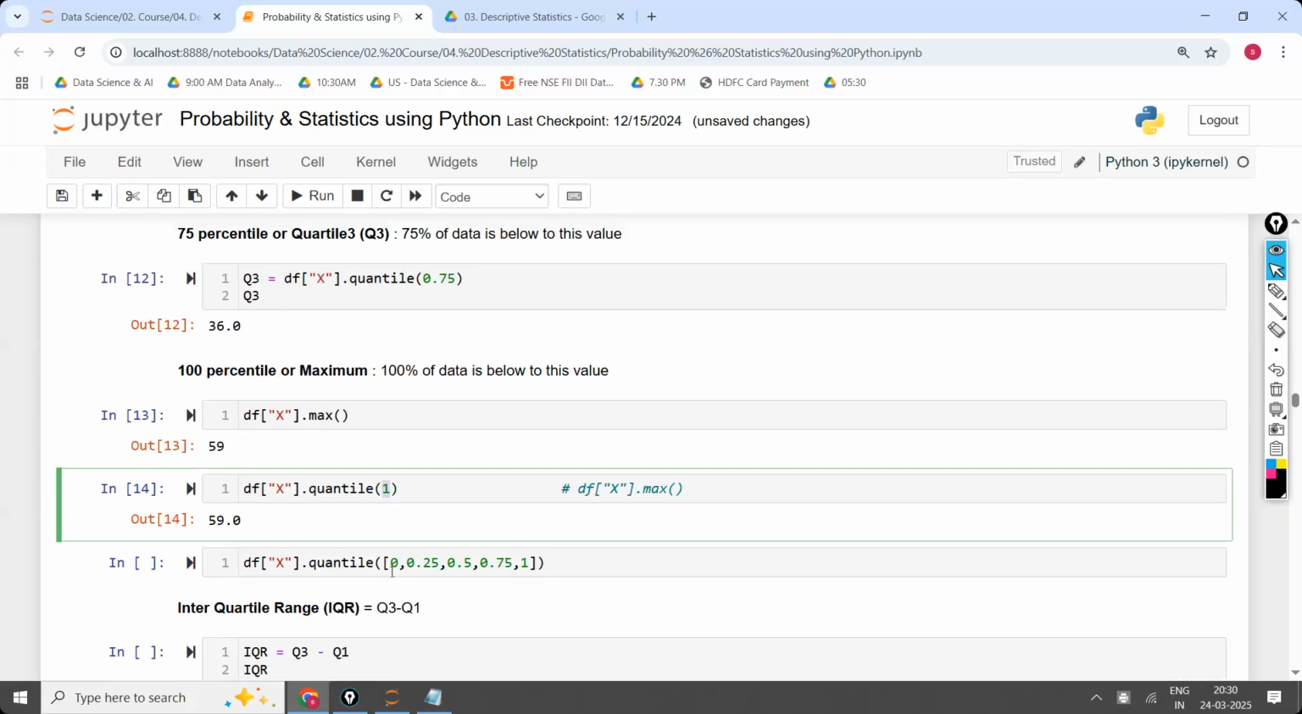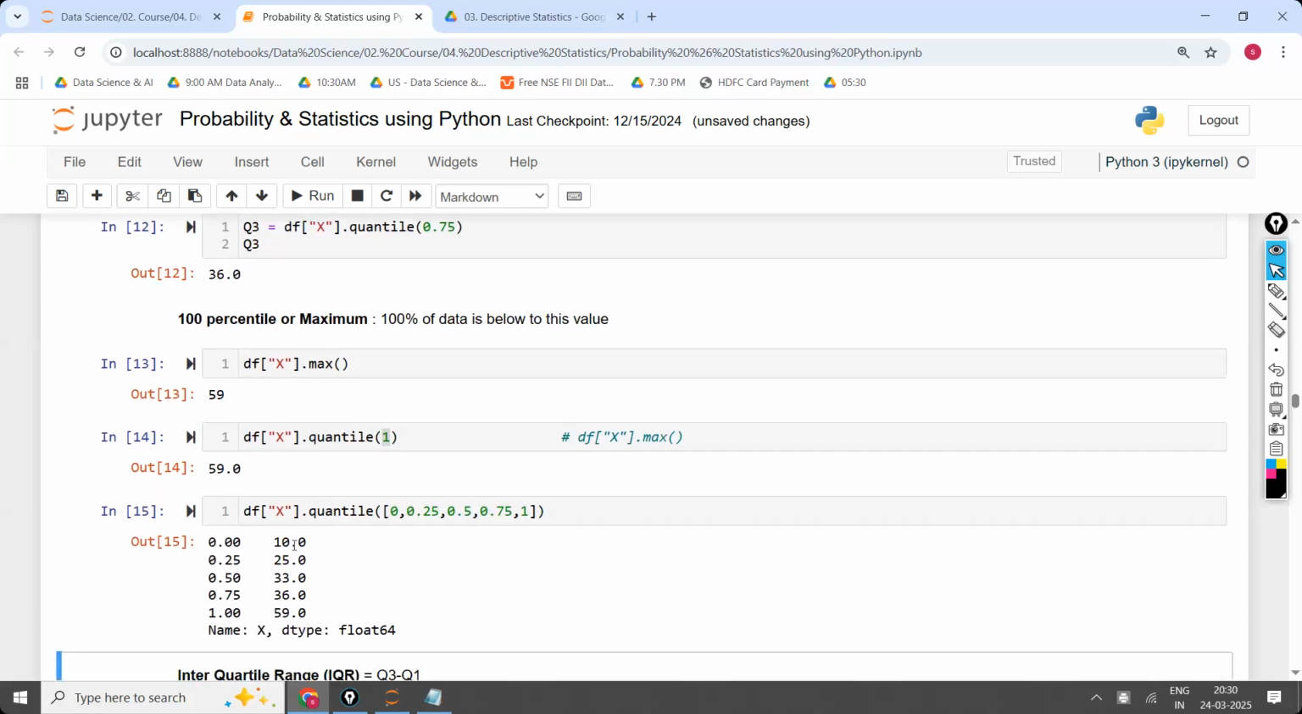Okay. Now, if you want to see all the 5 values at a time, 0, 0.25, 0.5, 0.75 and 1, you are going to get the minimum value, Q1, Q2, Q3 and maximum. All the 5 values. Is that clear, everyone?